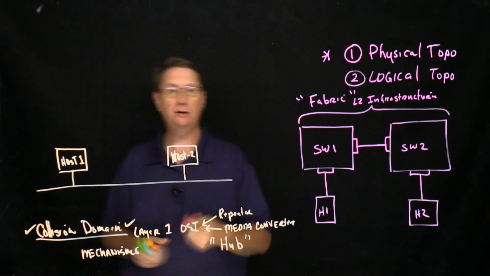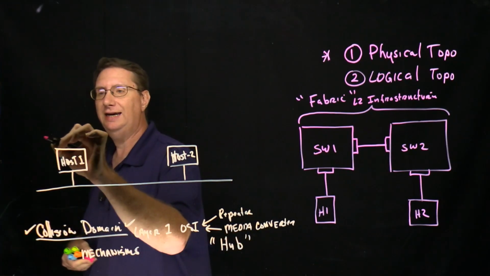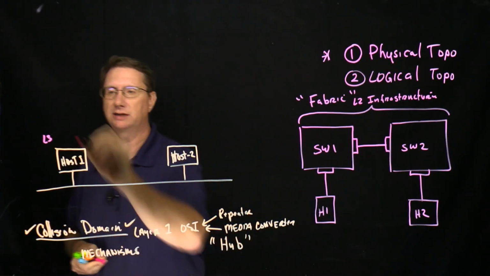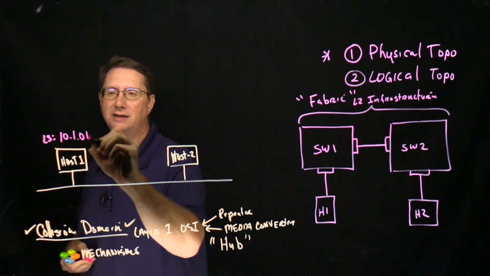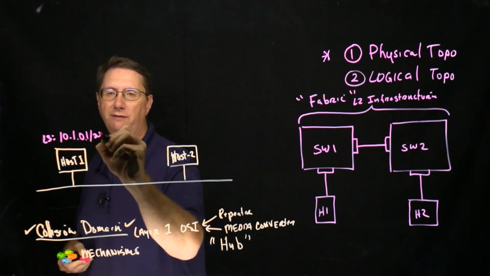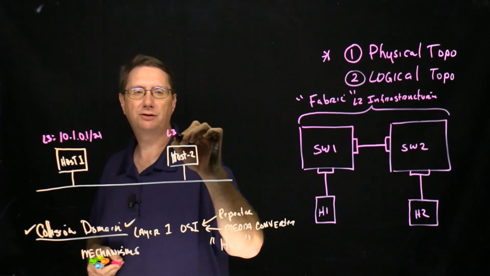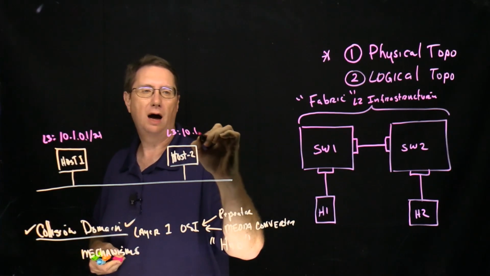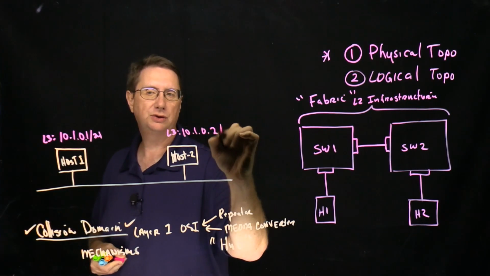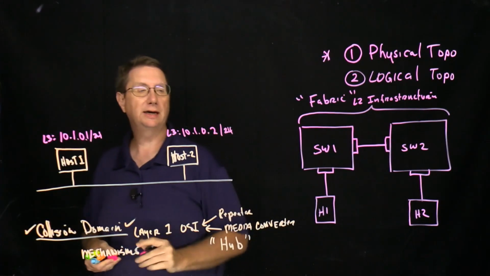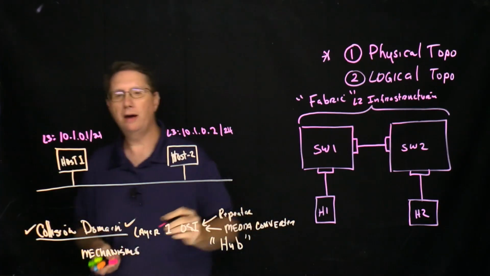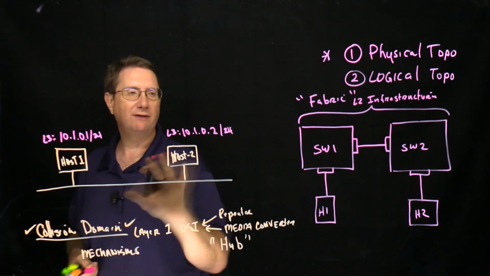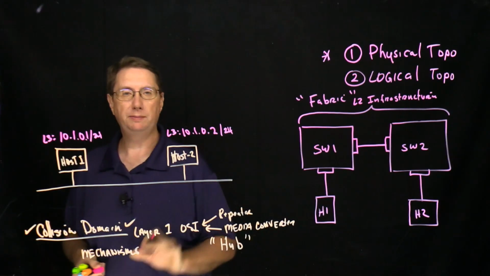Now, we know that in order for these devices to communicate, they need layer 3 logical addressing. So let's issue this one an IP address of 10.1.0.1/24, and we'll give this one a layer 3 address of 10.1.0.2/24. Looking at this, we can tell that these devices are both in the same network. We operate under the assumption that whatever we're doing down here is going to be a single segment.